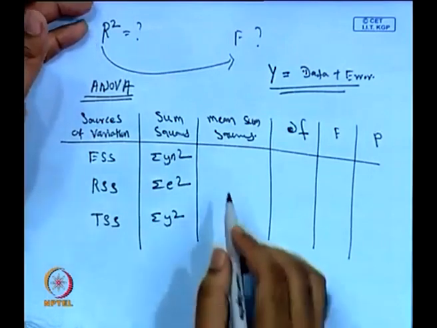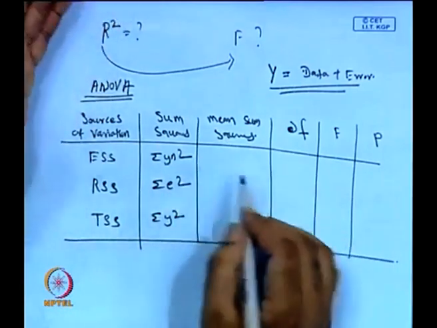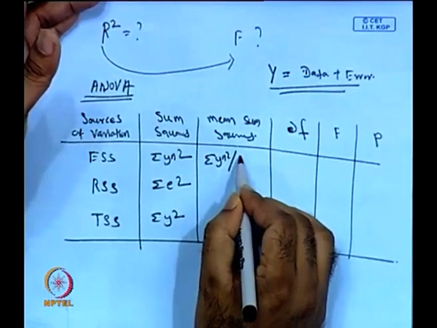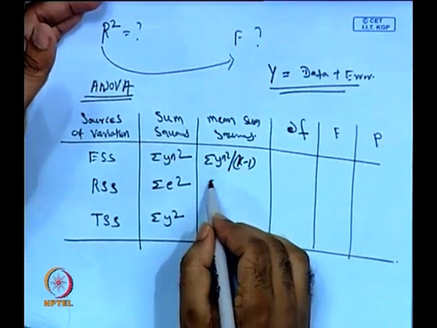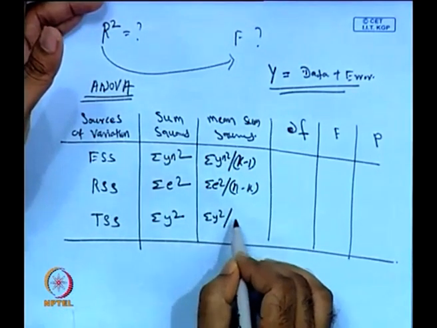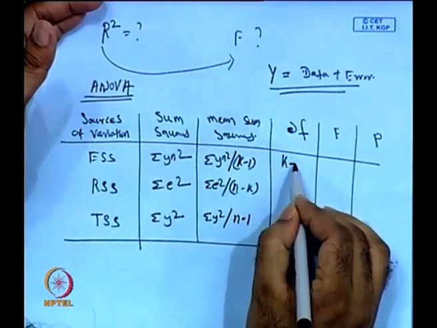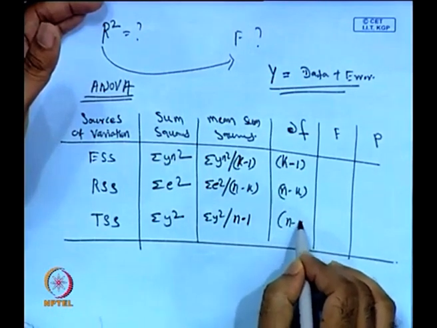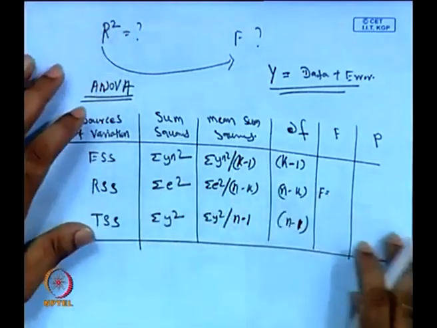Okay. So now, so far as the mean sum square is concerned, it is with respect to degrees of freedom. That means here, summation y hat squared divided by k minus 1. This is nothing but summation e squared by n minus k, and this is nothing but summation y squared by n minus 1. So the degrees of freedom accordingly are k minus 1, n minus k, and n minus 1. Okay, this is n minus 1. Now we need to calculate the F statistic with the help of the above information.